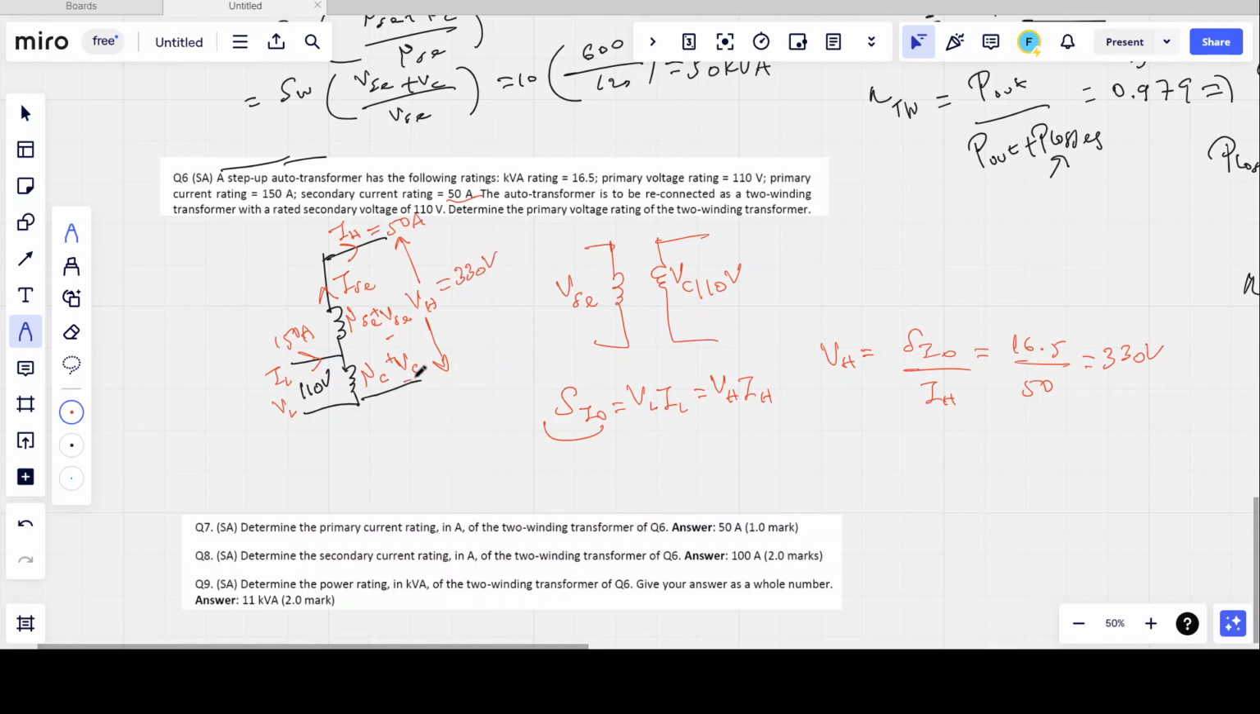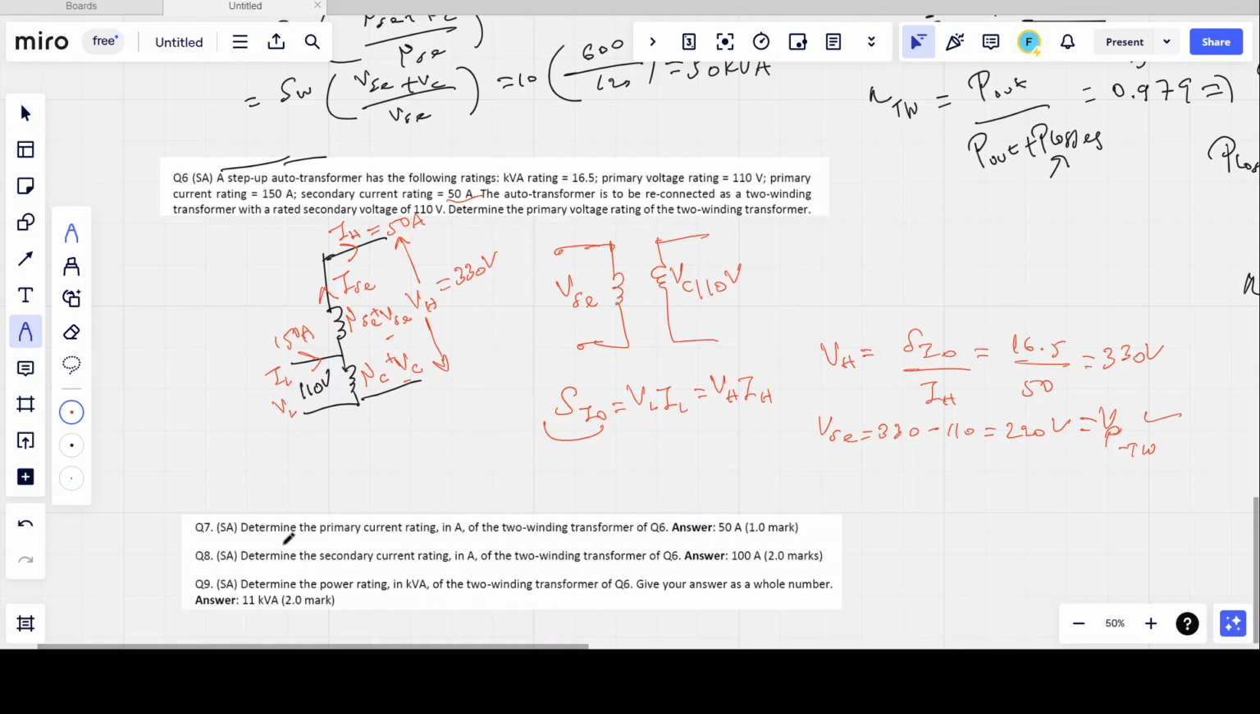So what does that mean? That means that VSE is nothing but 330 minus 110, and this is 220 volts. And this is the primary side, which is of the two winding. So VSE is equal to VP of the two winding, right? So it's VP of the two winding. So it is 220 volts.